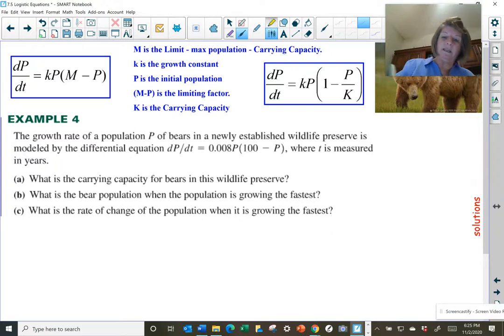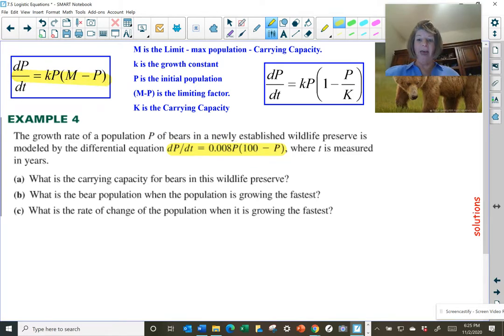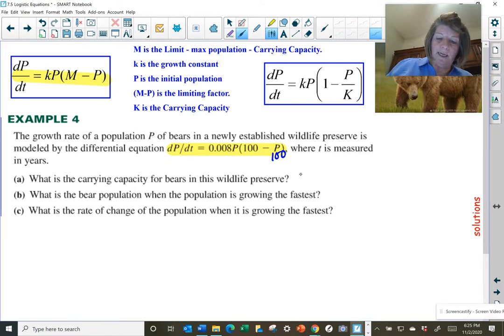So when I look at this function, it reminds me of that style, where M is the limiting factor, P is population, K is growth constant. Hopefully that's what you saw too. What is the carrying capacity for the bears in the wildlife preserve? Well, as soon as P reaches 100, my dP/dt is going to go to 0, isn't it? So the carrying capacity, I could call it M here, where the derivative goes to 0, equals 100.